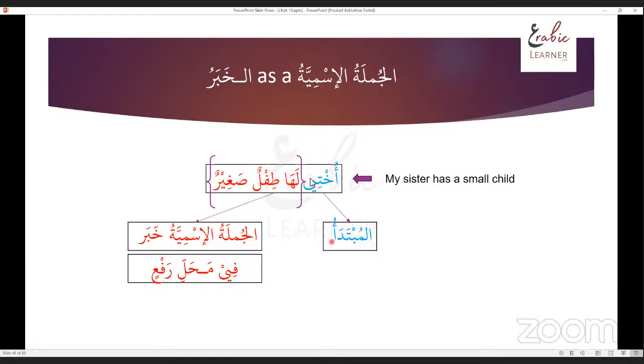Yes. And can you do the analysis yourself? I have not shown it in the slide, but can you do the analysis of this Jumla Ismiyah, laha tiflun saghirun? Laha mutalik bil khabar muqaddam. Well done. Tiflun saghirun mubtada muakhar. Well done, sister. This whole thing can be mubtada muakhar.